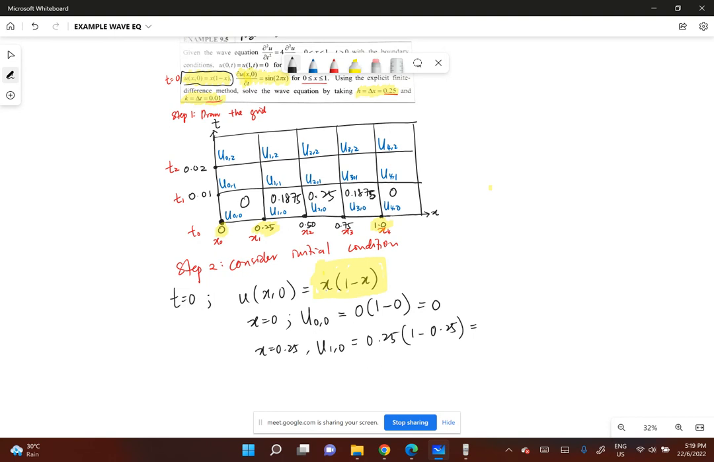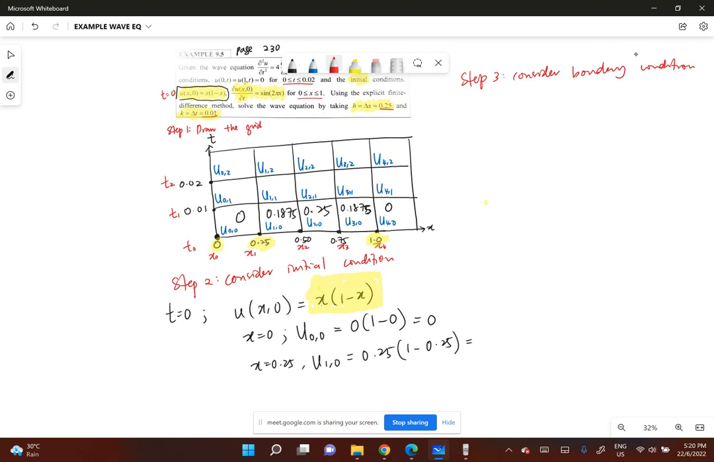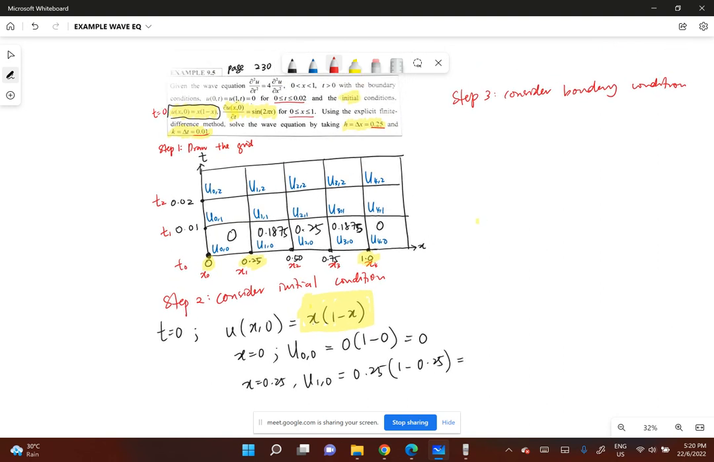Now I continue. Now, initial condition already considered. Now we have to consider boundary conditions, the left and the right here. Here and here. Okay, so start from x equal to 0. Step 3. Consider boundary conditions. Okay, so boundary conditions. Given this one, move down a bit. This one is boundary condition.